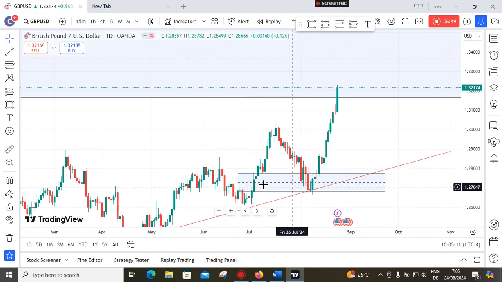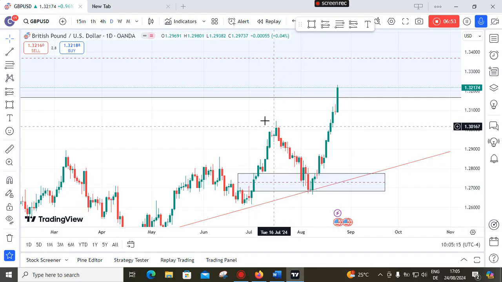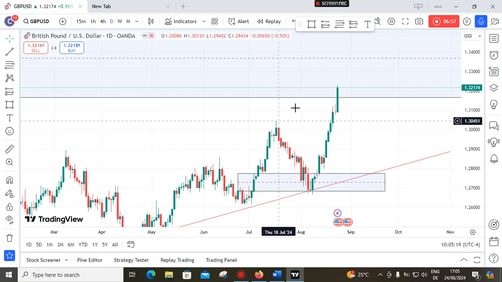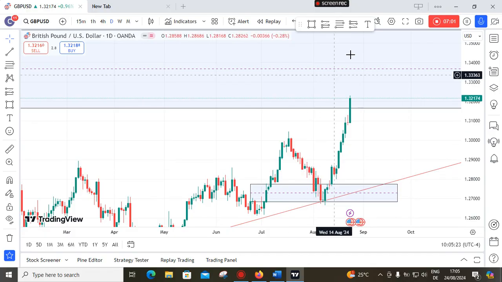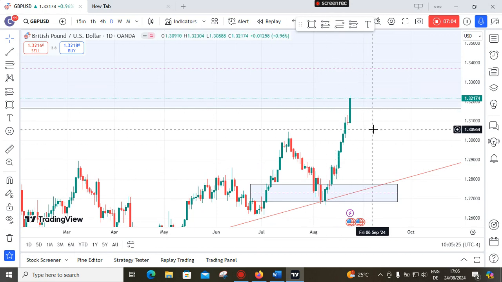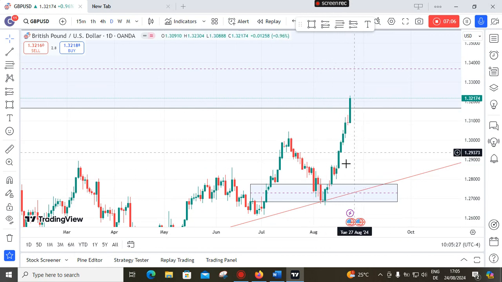this fair value gap that I put on the weekly time frame, and going higher to break the external range liquidity. Now, even if we have broken the external range liquidity, we know that the market could retest these areas, fair value gaps or order blocks, in order to go higher.